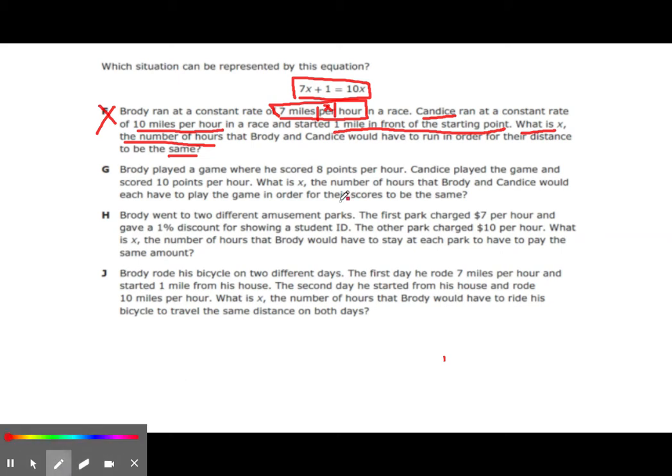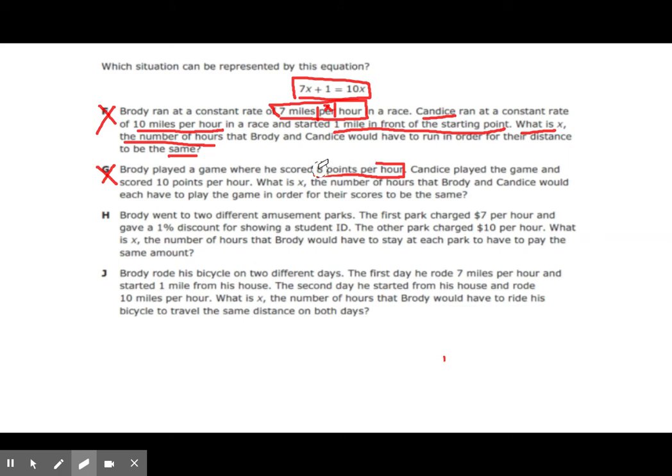Now, if I look at my equation, all we're doing is writing an equation. I'm not solving anything. So I know right off the bat, if I see this 8 points per hour, nowhere in this equation do I have an 8. So I'm not even going to waste my time writing this equation, because if my equation doesn't have an 8 up here and I'm trying to match it, I know for a fact it can't match. So I'm going to go ahead and cross out G. All right, so let's move on to H.